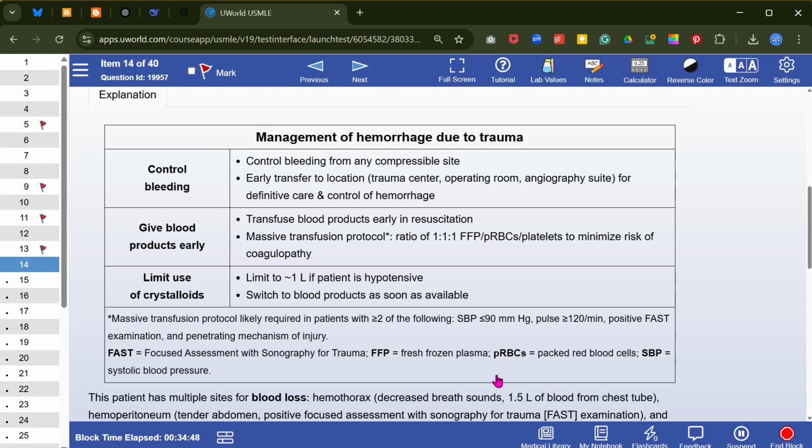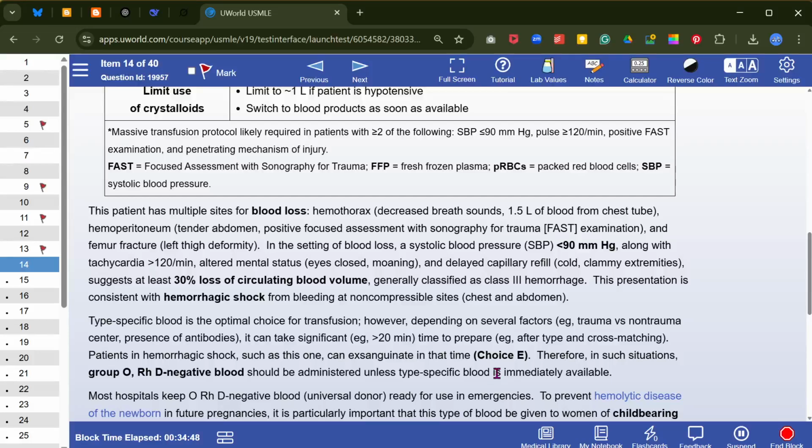I think that transfusion. This patient has multiple sites of blood loss: hemothorax with decreased breath sounds and 1.5 liters of blood from the chest tube, hemoperitoneum with a tender abdomen and a positive focused assessment with sonography for trauma, FAST examination, and a femur fracture with left thigh deformity.